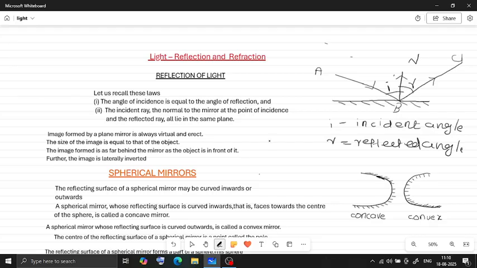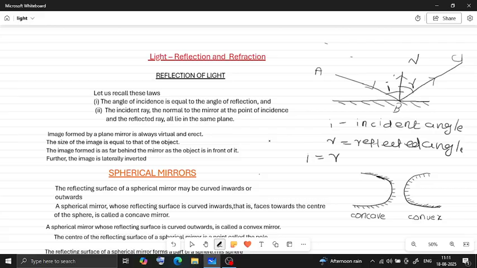When we consider the incident angle and the reflected angle, they will be equal. That is the first law of reflection: the incident angle and the reflected angle are equal. And the second law concerns the three rays.